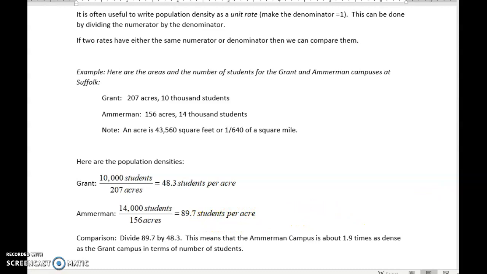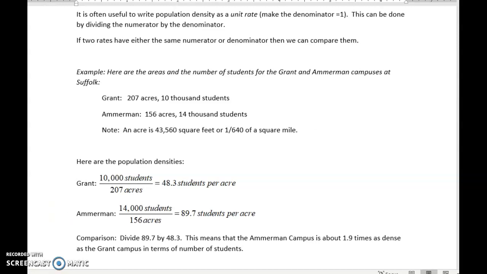So even though the Grant campus is larger, well, actually, we have fewer students at Grant and more area, right? So we have more space. So the population density of Grant should be lower because you should feel more spacious. There are fewer people.